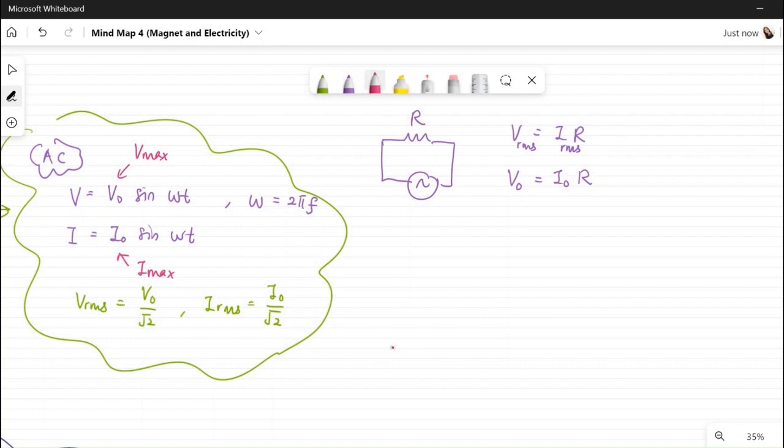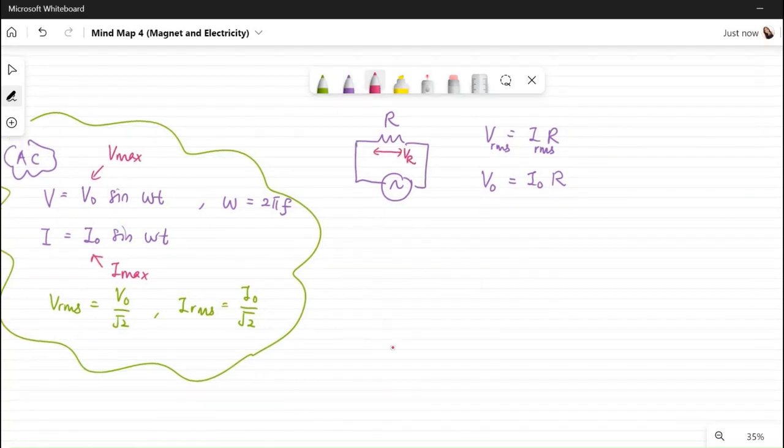When you use the oscilloscope to measure the voltage across the resistor and also the current flowing in this pure resistive circuit, you find that the voltage across the resistor and the current are in phase, right? There's no phase difference between the current and the voltage across the resistor.